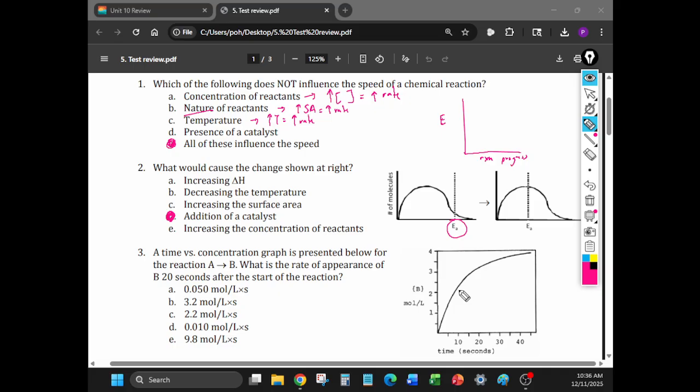It does affect the activation energy. That's how it increases the rate of the reaction. So think about enzymes in your cells, right? It does speed up the reactions by lowering the activation energy.